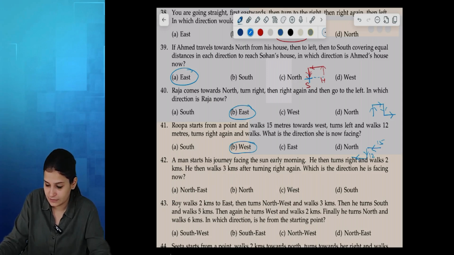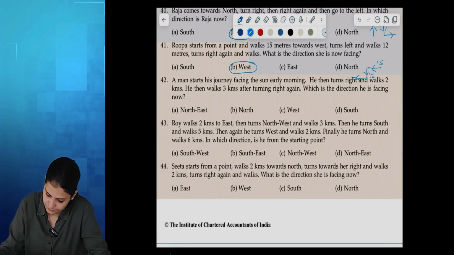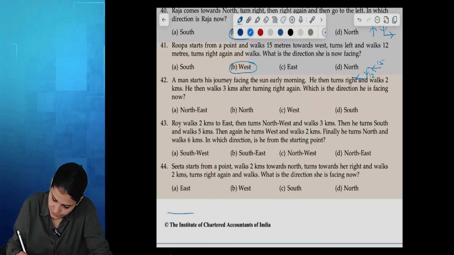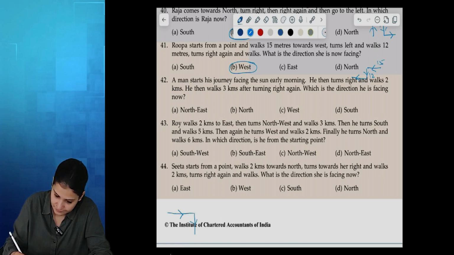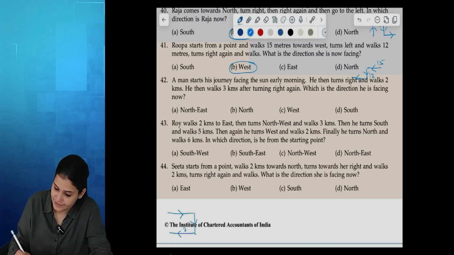42. West. Facing the sun. So east, turns right and walks 2. Then walks 3 kilometers after turning right. What direction is he now facing? West.